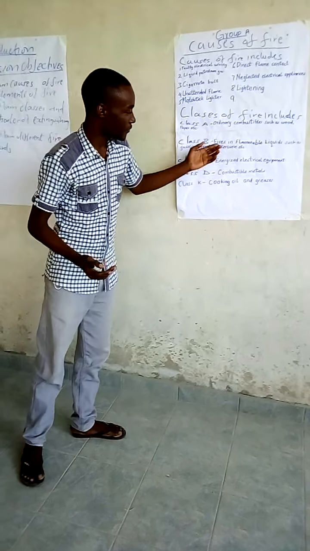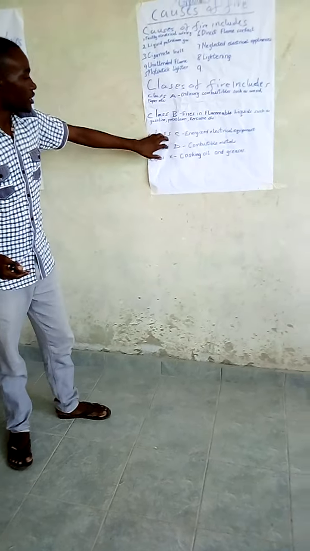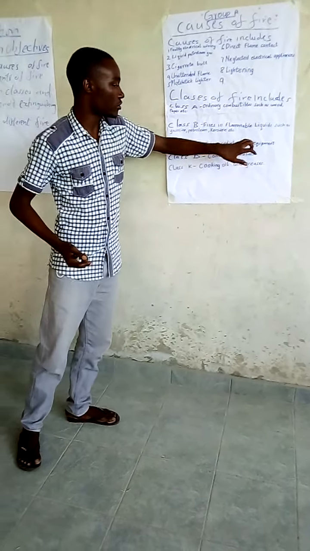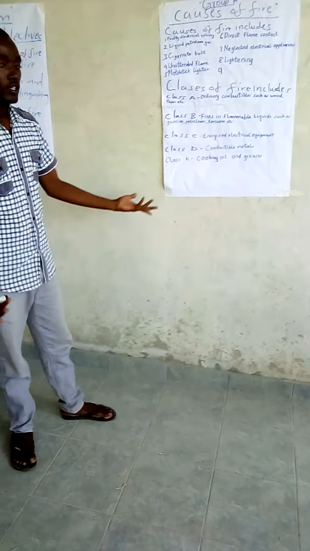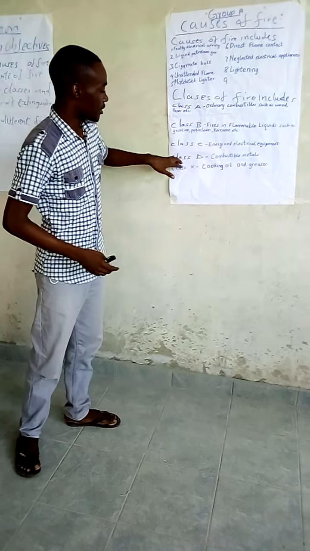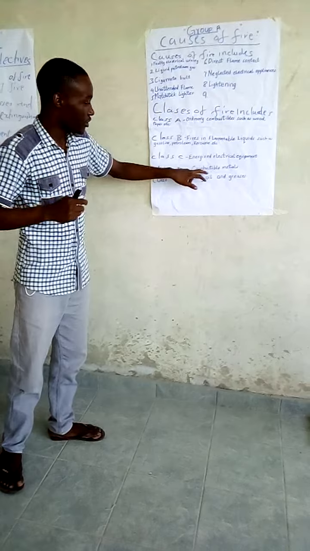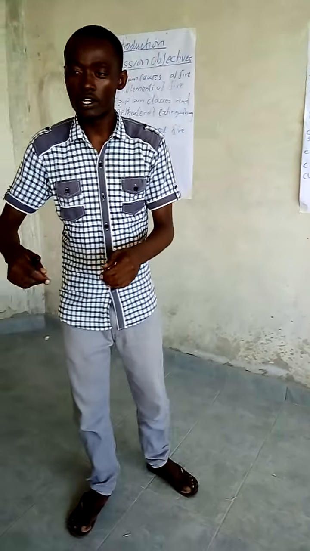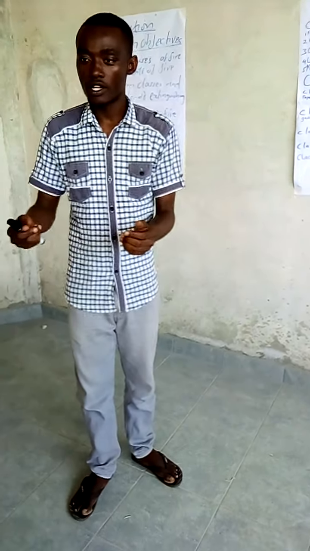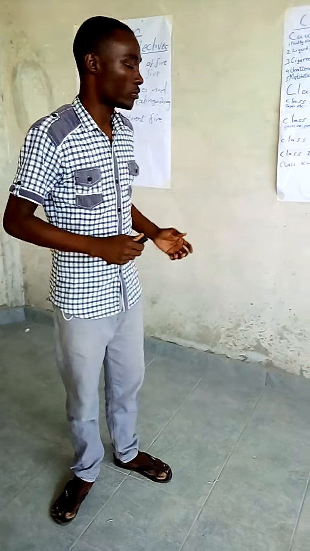Then class C, we have energized electrical equipment. For example, those sockets, if they are left, they can cause fire. Class D, combustible metals. Then class K, we have cooking oil and greases. For example, you are cooking, then you have left that cooking oil to get hotter, then you add water. What will it bring out? The fire.